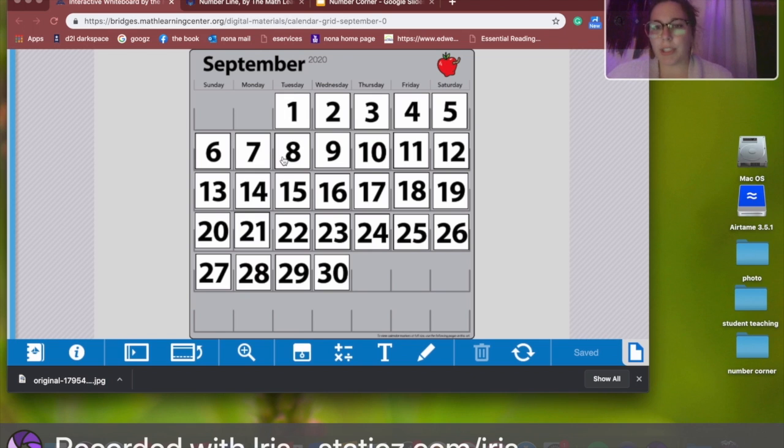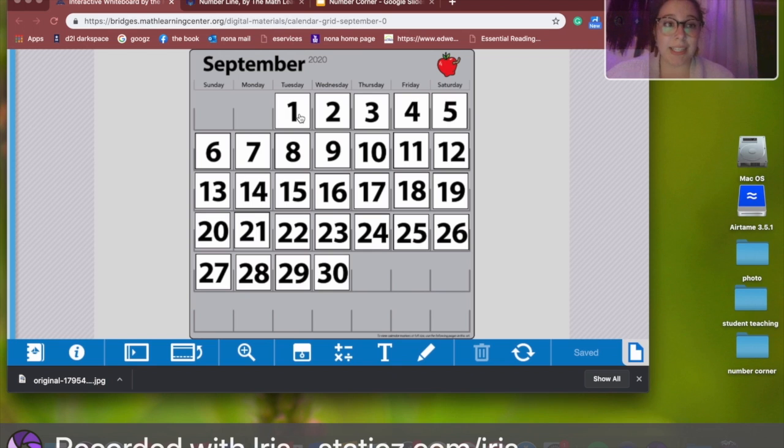This is our Number Corner calendar. Every day, we will turn over one of the marker pieces and make observations on what is happening on that day. Before we get started, open up your math notebook. Go to the next clean page and write today's date.